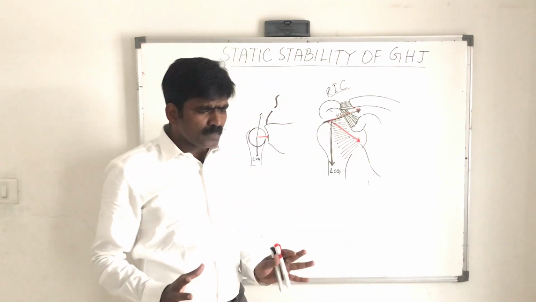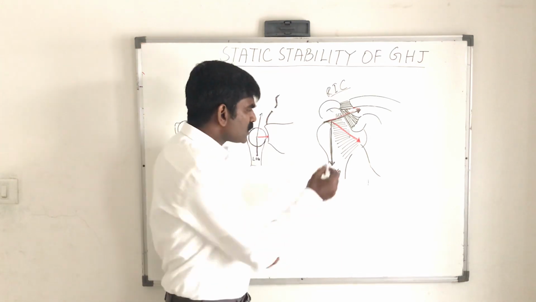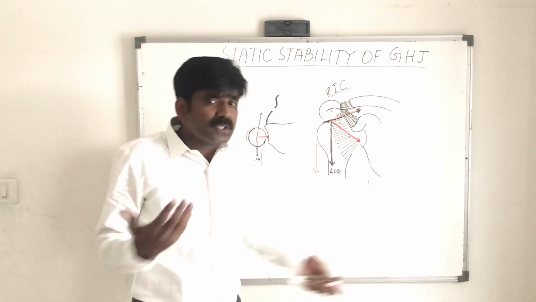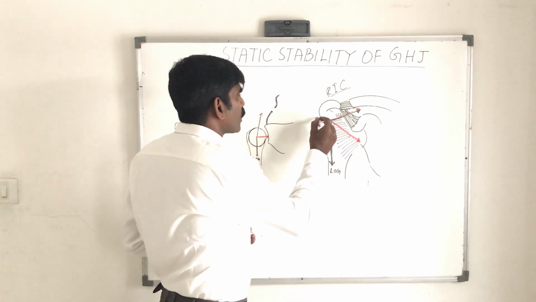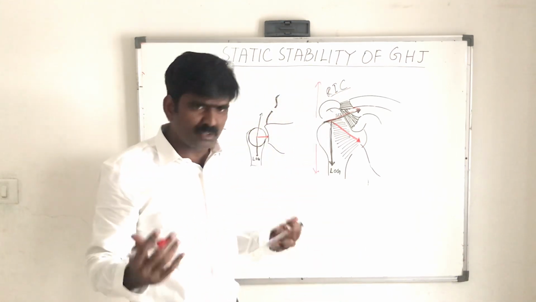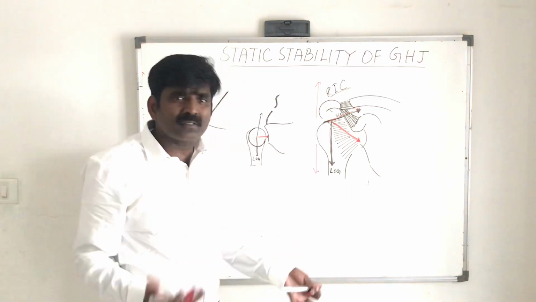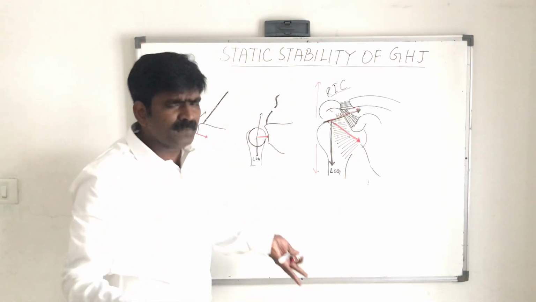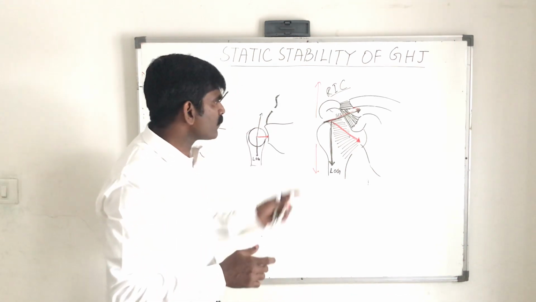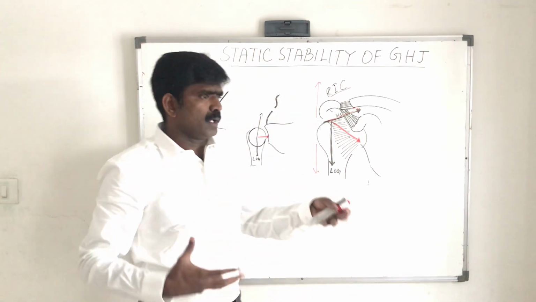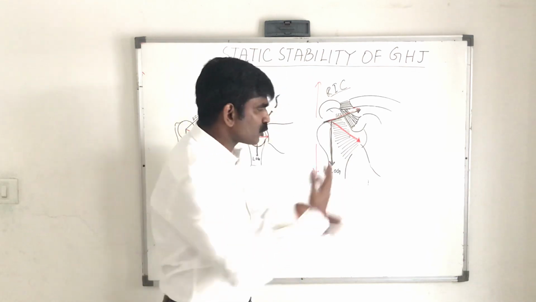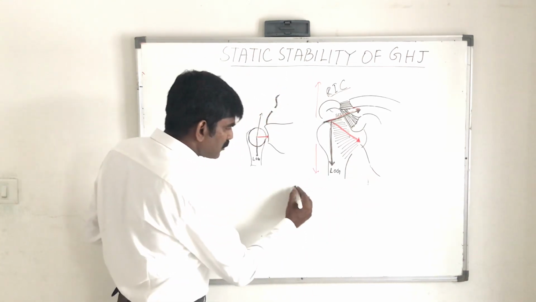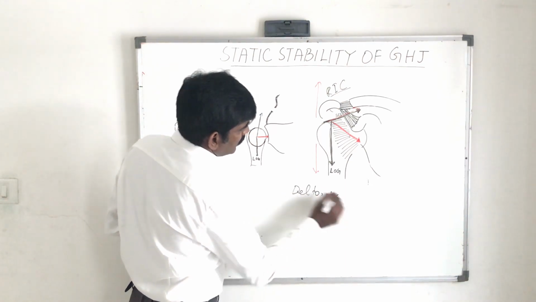So normally we may think that because the line of gravity is acting in this direction, some other force is required to maintain the equilibrium. We think that some other force is required to act in the upward direction. And what are the forces which are acting in the upward direction? The muscles crossing the glenohumeral joint, like the deltoid muscle, clear?